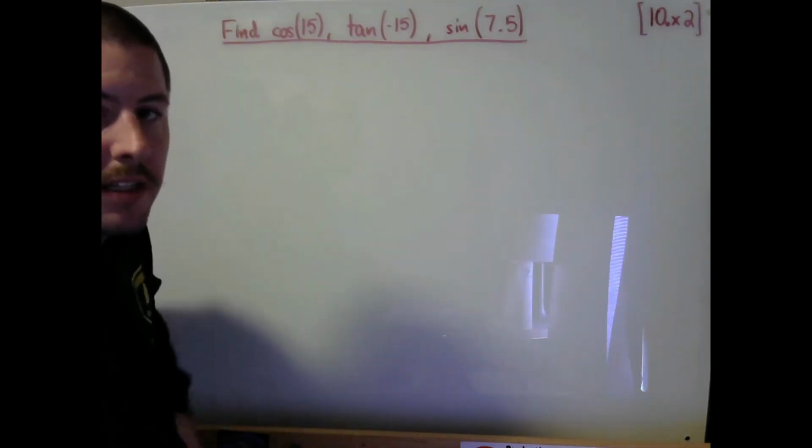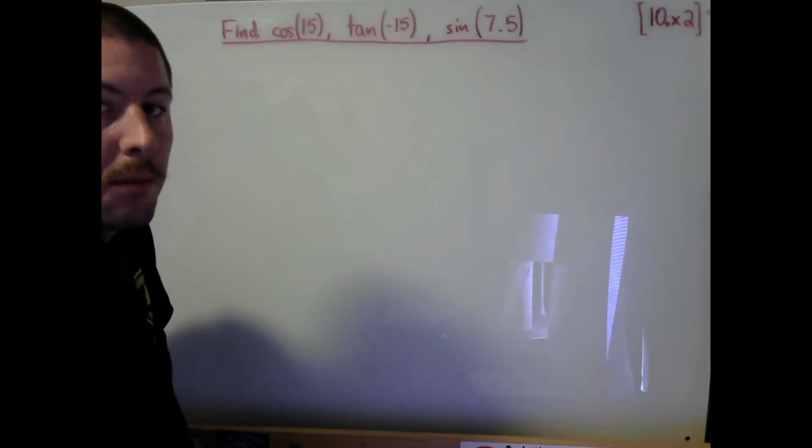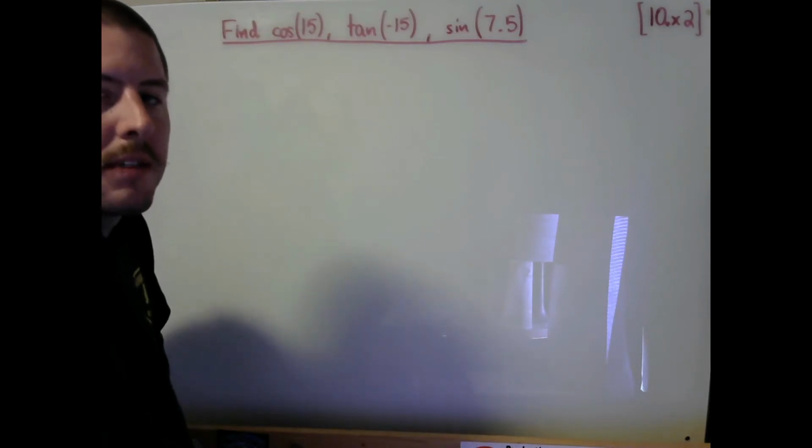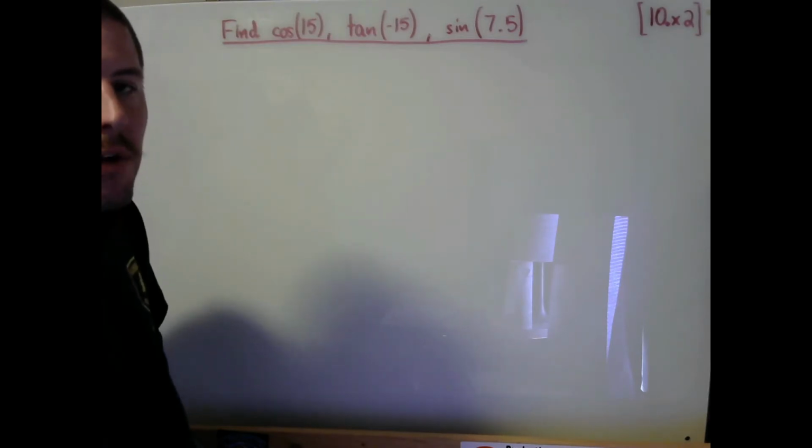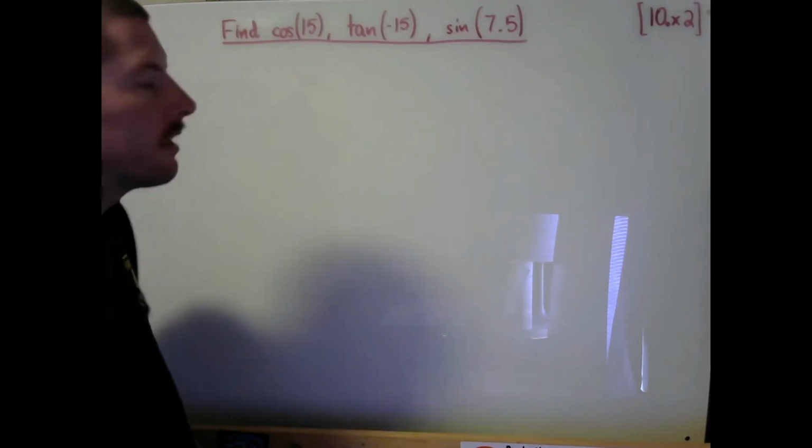Let's go ahead and take a look at the second part of this example, computing tangent of negative 15 degrees. Again, since 15 is half of 30, I'm going to go ahead and apply a half angle formula for tangent, and I'm going to use my known angles of 30 degrees to help me figure out what's going on at 15 degrees.